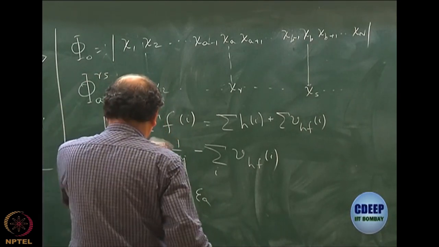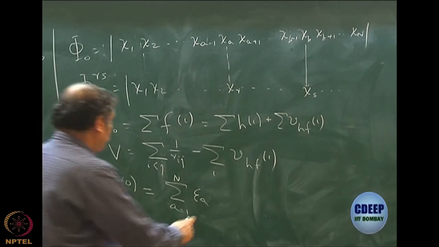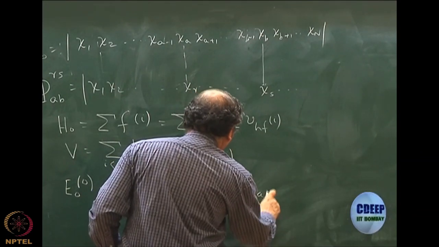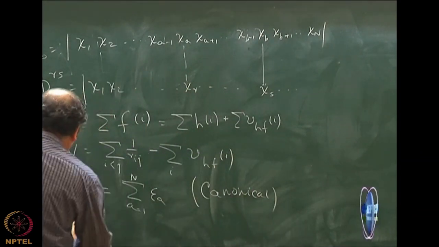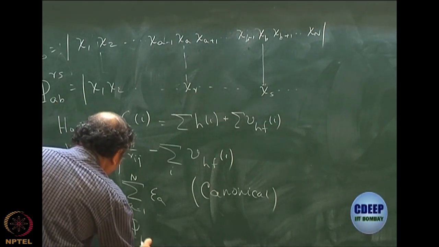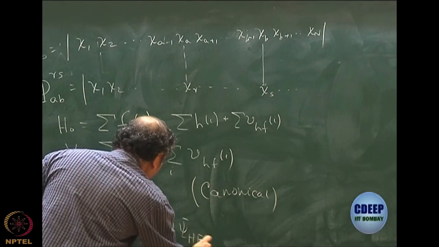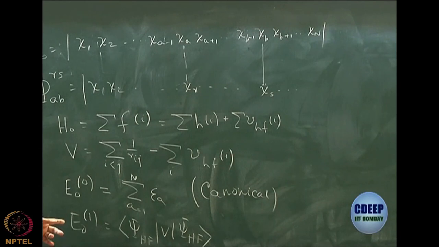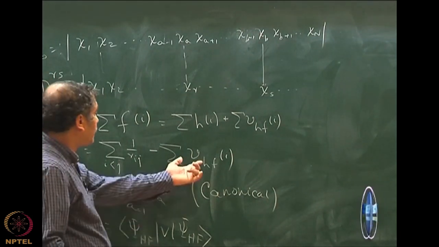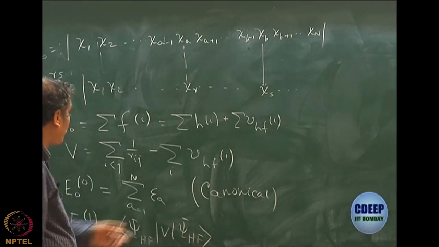Okay. So I use canonical equations. So this is, of course, E naught 1, which is psi Hartree-Fock V psi Hartree-Fock, which is actually two terms: psi Hartree-Fock 1 by Rij psi Hartree-Fock minus psi Hartree-Fock V Hartree-Fock psi Hartree-Fock. Okay, so V sum over V Hartree-Fock.